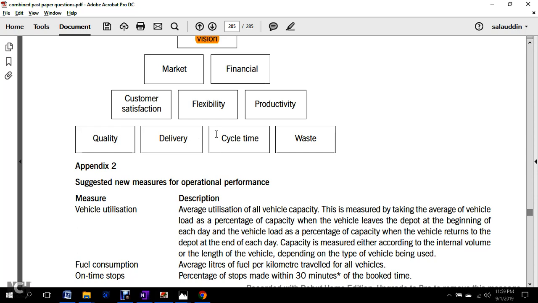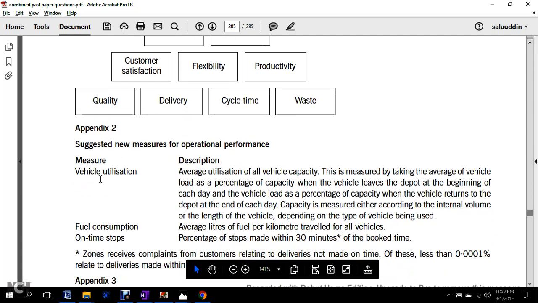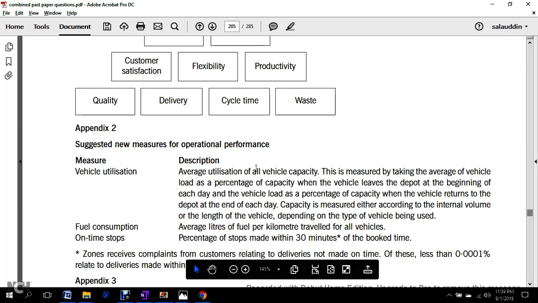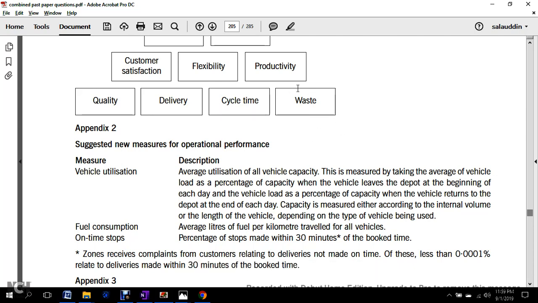Okay, what can be the answer? In the solution we should say that operational performance means quality, delivery, cycle time, and waste. Here, what are the measures? Let's say vehicle utilization. Vehicle utilization can be useful for waste management. These are aspects of the 4th level. Vehicle utilization, how do they do it?